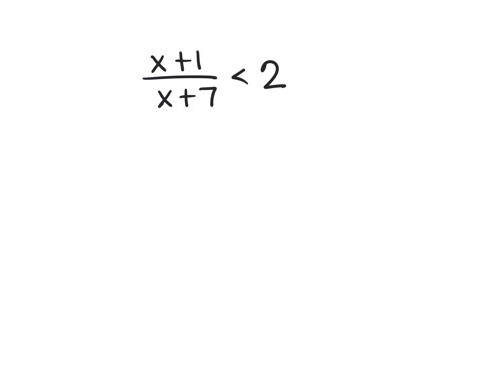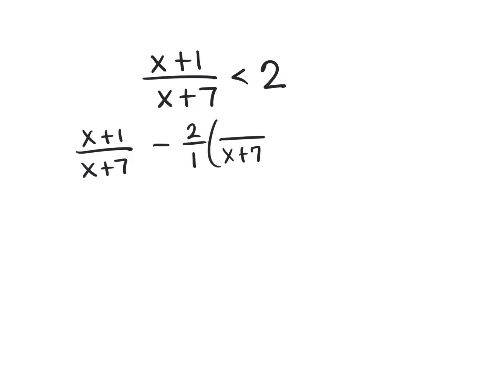So with this next example, you have to bring the 2 over, and when you do this, you're going to have to get a common denominator. So I'm pulling this over as a negative 2 over 1, and we need the common denominator to be x plus 7, so we have to multiply that top and bottom. So I'm multiplying by 1. And that's now going to be less than 0.